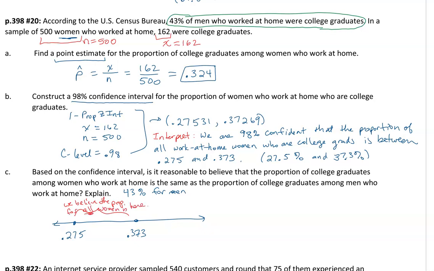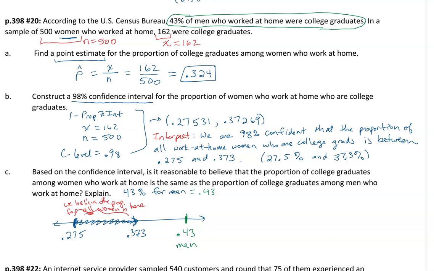All right, let's go get the men's proportion, 43%, and put it on our diagram. 43%, 0.43 as a decimal. Where does that lie in comparison to 0.275 and 0.373? I think it lies way out here to the right, 0.43 for the men. So we've got this interval over here to the left between 0.275 and 0.373. There's the men. I would say that's significantly higher.